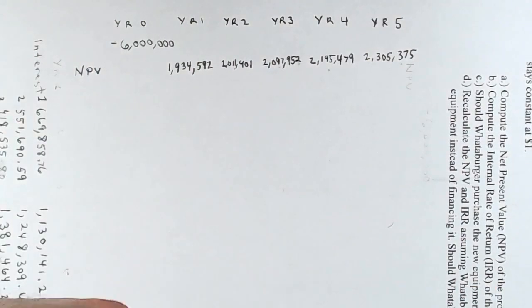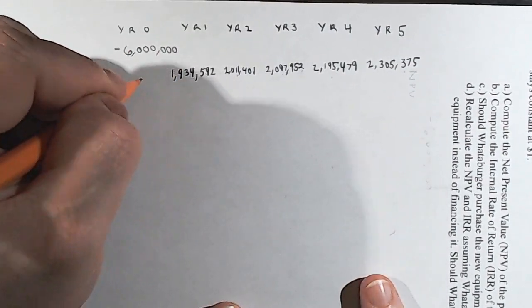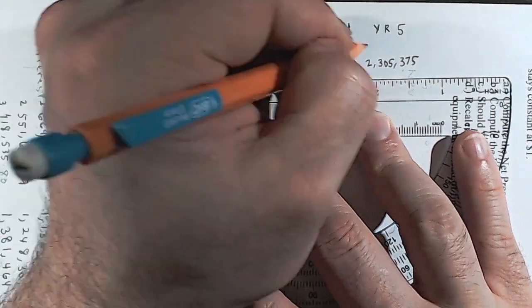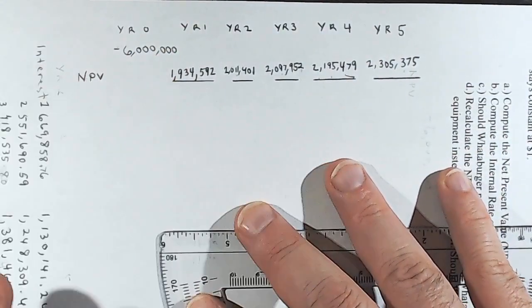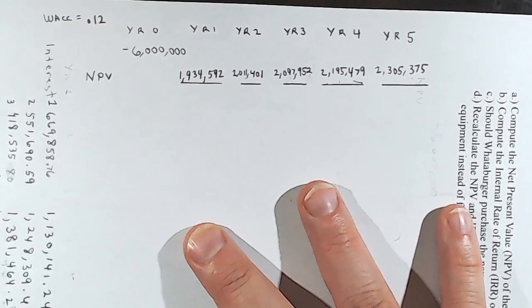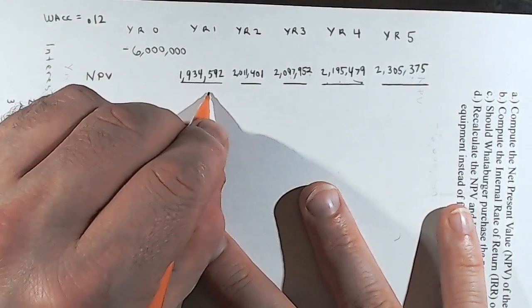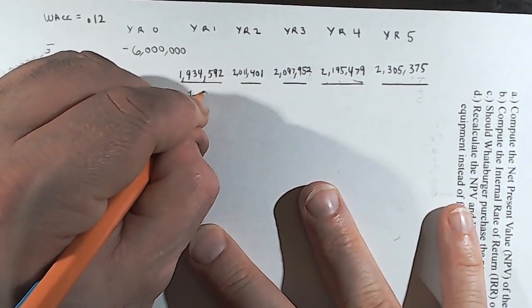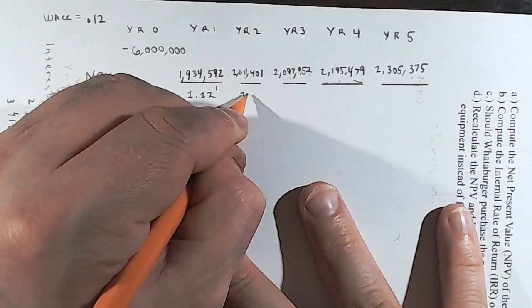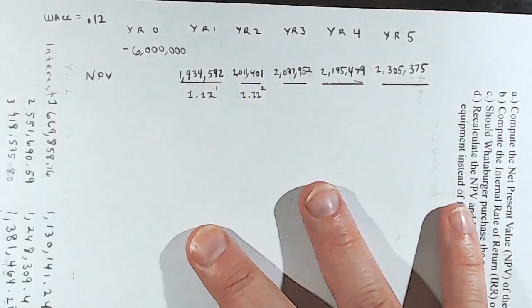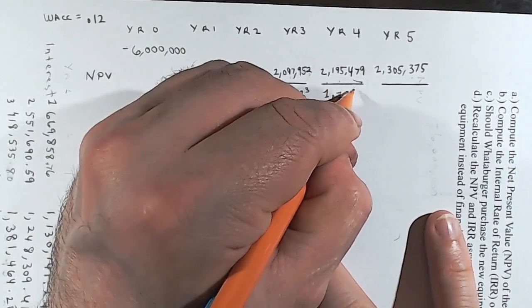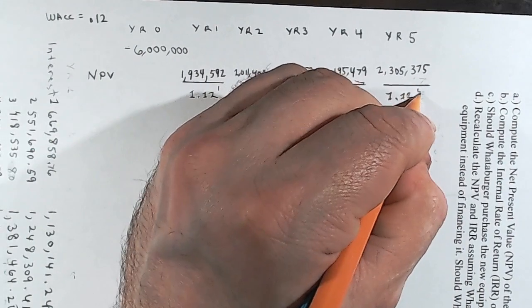in the new equipment. And so what we need to do is divide each of these numbers. I'll show you what we're going to do. This is how you do this, okay? Our weighted average cost of capital, WACC, is 12%. We put that as 0.12, okay? And so here it's 1 plus 0.12, or 1.12, and that's raised to the first power, okay? And then you have 1.12 raised to the second power, 1.12 raised to the third power, 1.12 raised to the fourth power, 1.12 raised to the fifth power.